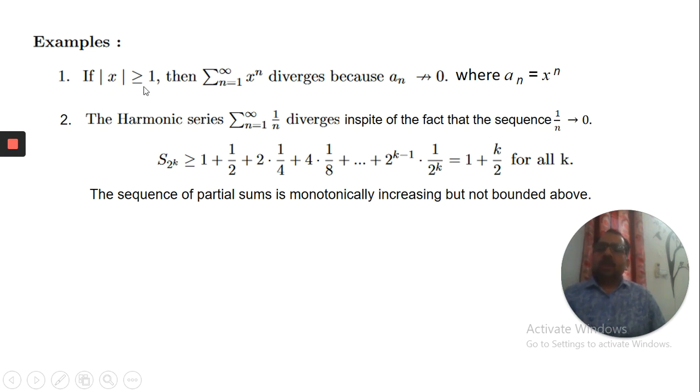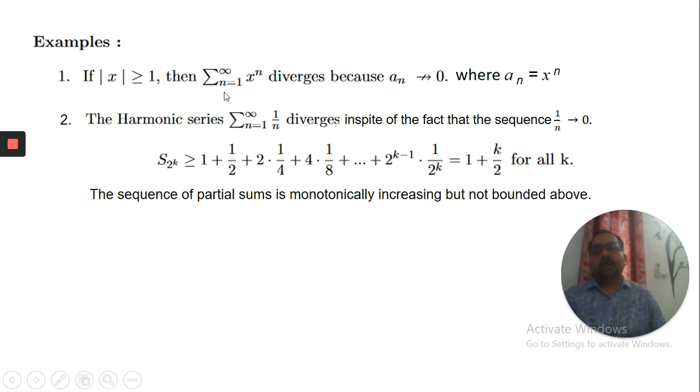If mod x is greater than or equal to 1 and summation x^n is a series, this series is divergent. If you see the limit of this thing, now x is greater than 1 and n is large, so x^n is very, very large, so the sequence will not tend to 0. So when the sequence is not tending to 0, it means this series cannot converge.